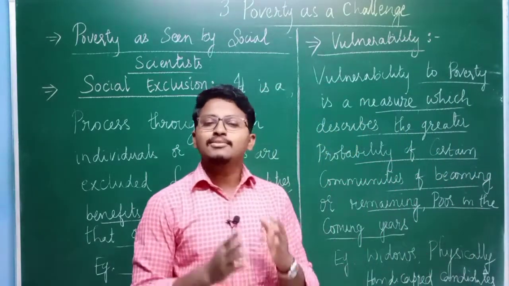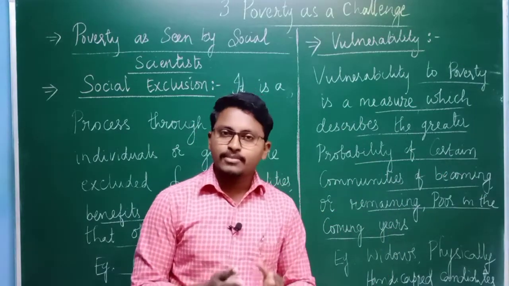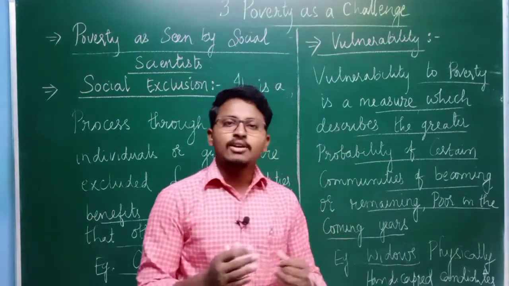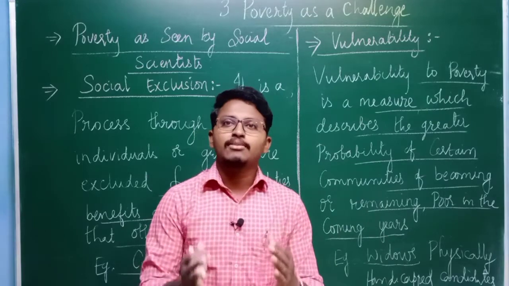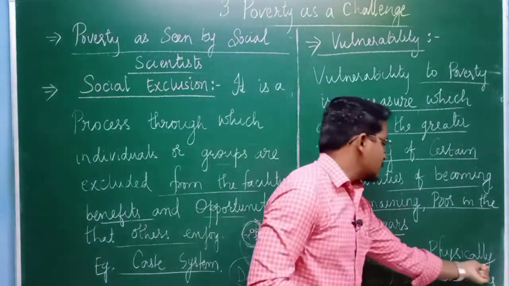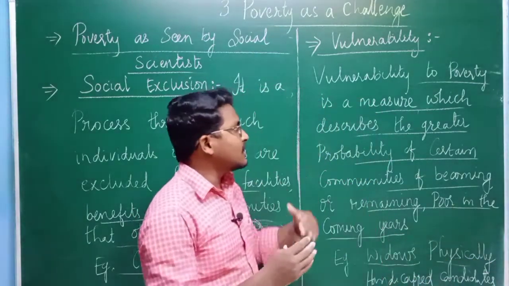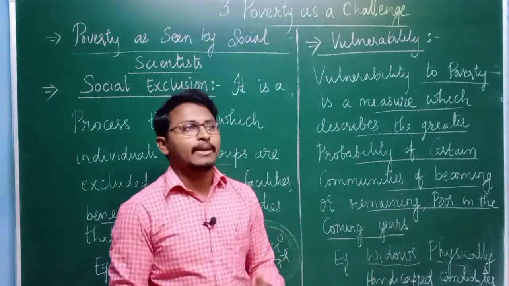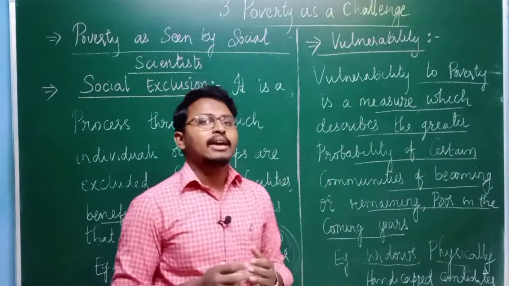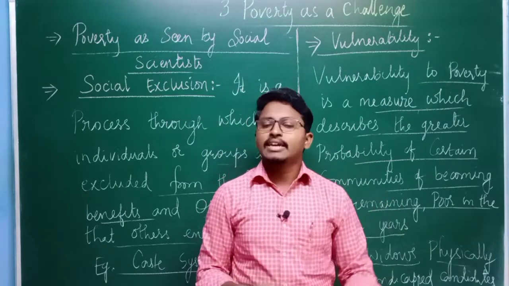That means you can take some section of people where chances are there that in future they might come into the poverty line. For example, you take widows. If they lose their husband, they may be on the verge of falling into a poverty situation. And you can also take physically handicapped candidates. Like this, those people who are on the edge of falling into poverty, we can call vulnerable sections or vulnerable people.